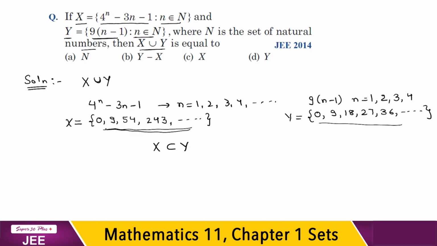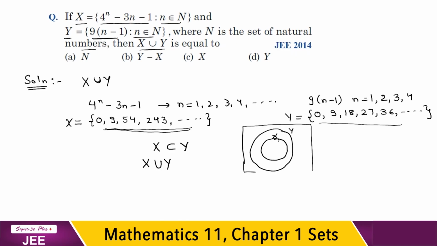But we have been asked about the union of x and y. So suppose x is like this, then y is something like this, because y contains all the elements of set x. So if we were to do the operation of union of these two sets, then we would simply get set y. So x union y will be set y itself, which has been given to us in choice D. So corresponding to this question, choice D is correct.